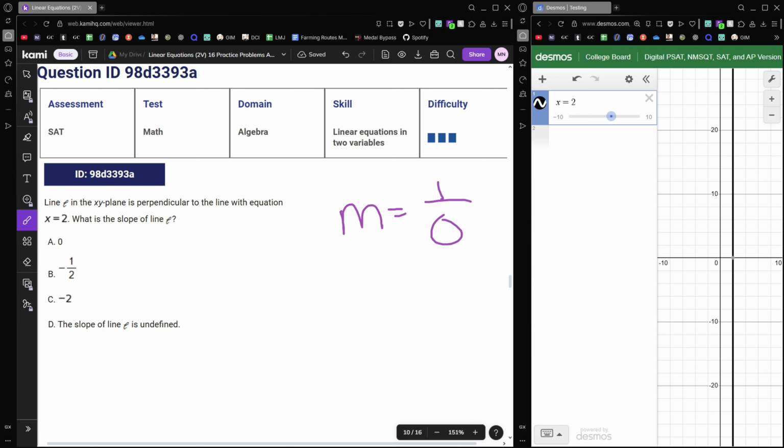Then they tell us that line L is perpendicular, so that means its slope would be the opposite reciprocal. Opposite meaning the opposite sign, so here there would technically be a positive sign, I guess. I mean, it's undefined, so I have no idea. And then it would turn into a negative sign, and then reciprocal would mean the 0 goes on top and the 1 goes on bottom. So that would be negative 0 over 1, and 0 divided by anything is just 0, so 0 also can't be negative. The answer is A.